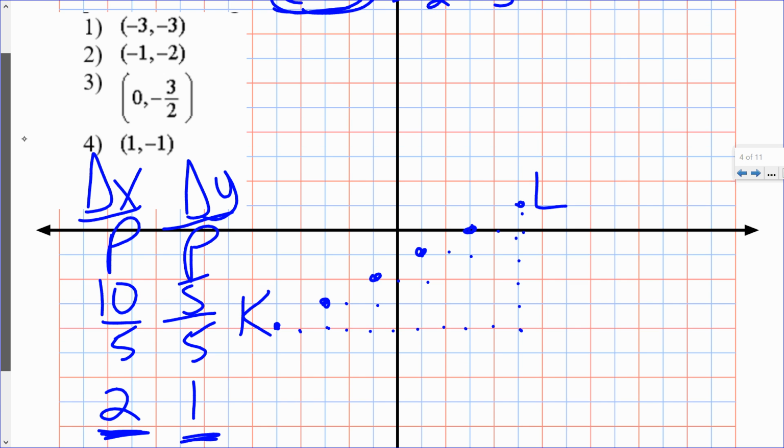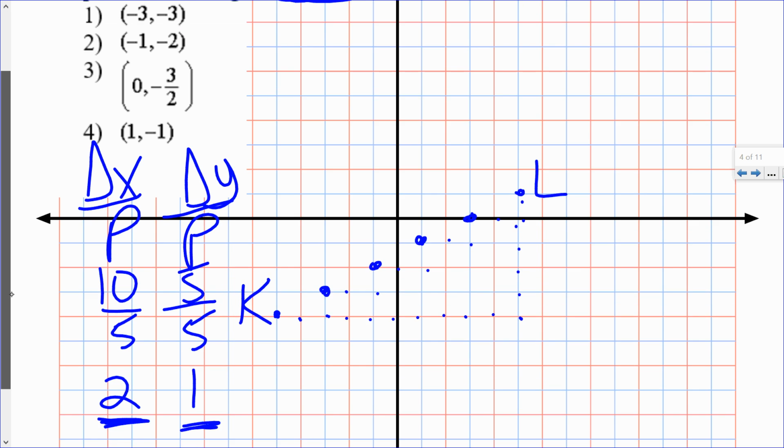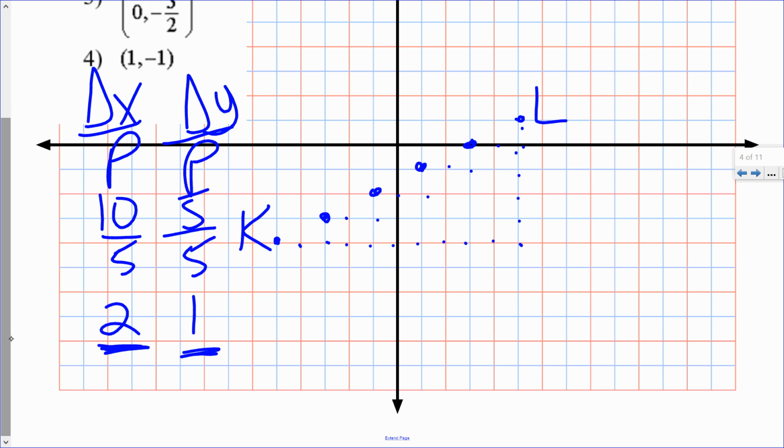Now I'm going to number them. I'm starting at K, and yes, it does matter which one I'm starting at. It has to tell you, it says from K to L, so I'm starting at K. So that means that K is 0. This is the first partition, second partition, third, fourth, and fifth.